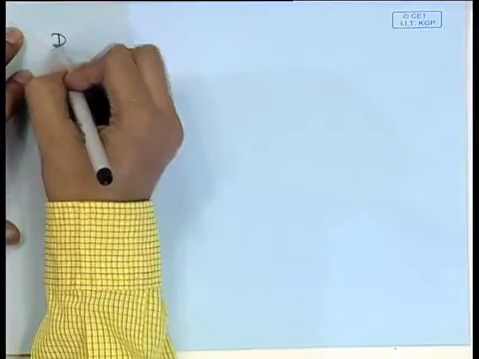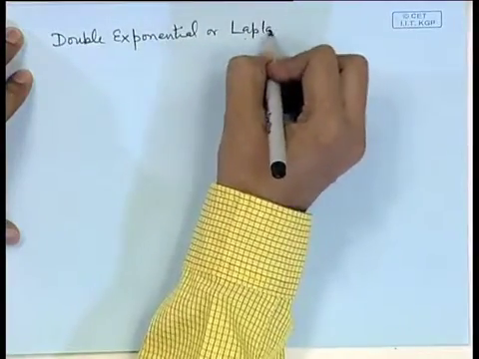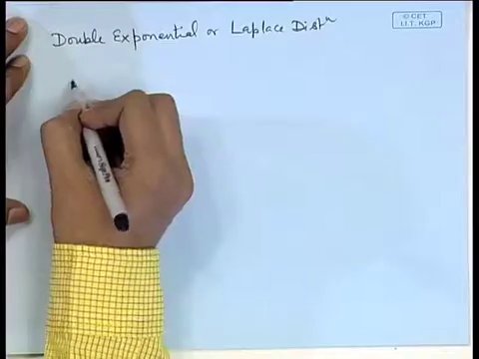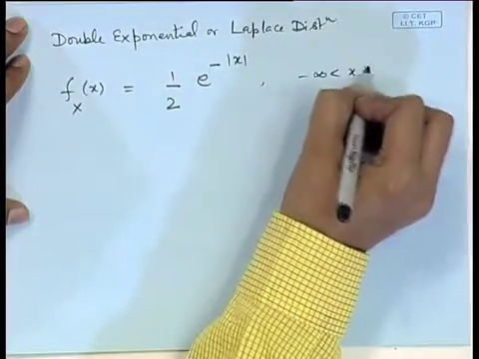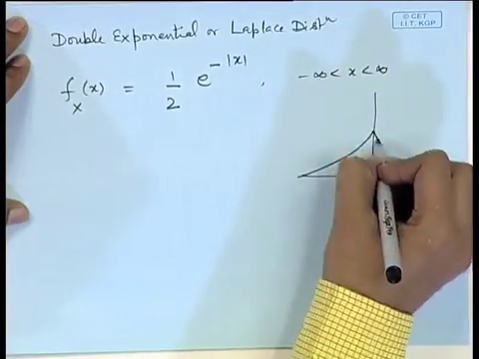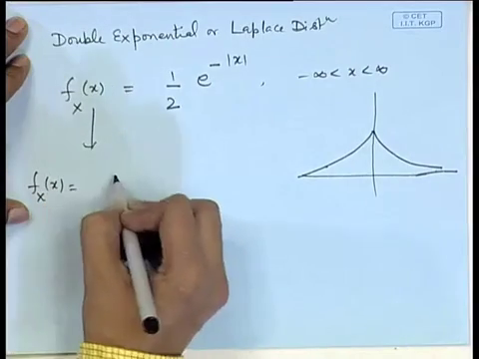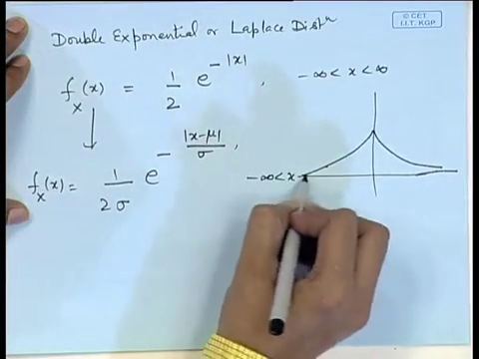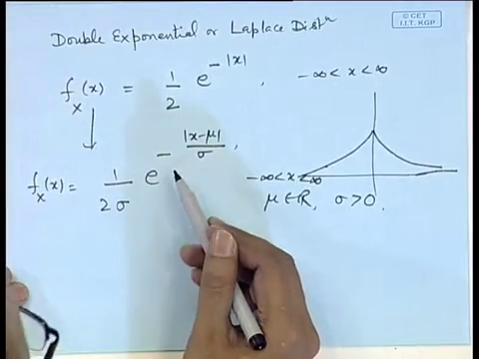Next we introduce a double exponential or Laplace distribution. If we remember the exponential distribution, the density was on the right side of the axis. If we consider the density on both sides of the axis, this is known as a double exponential distribution. Of course, we may introduce parameters here: we may consider 1 by 2 sigma e to the power minus |x minus mu| by sigma, where mu is real and sigma is a positive parameter. So, this is known as a double exponential distribution.